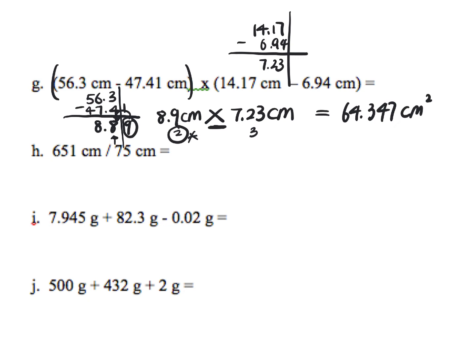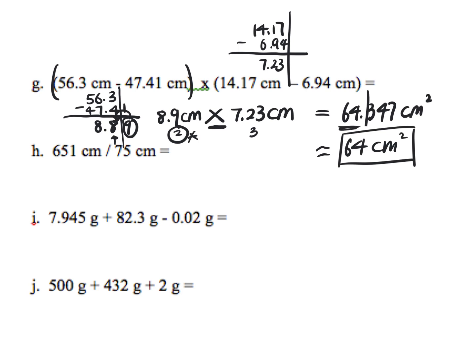Okay, where am I? What do I need to do? Okay, you need to check the sig fig. So I need 2 sig fig. I draw a line here. 3 does not round up, so I get 64. I'm just annoyed by this line being too long. 64 centimeters squared is my answer.